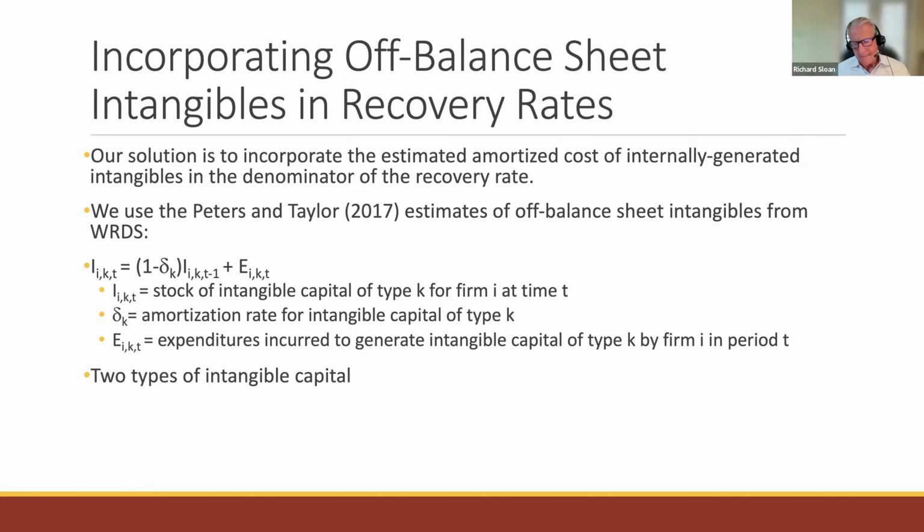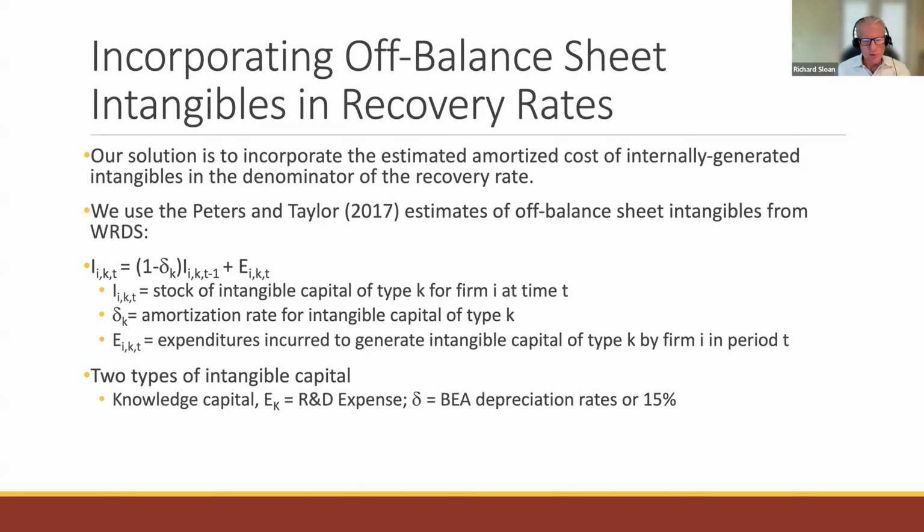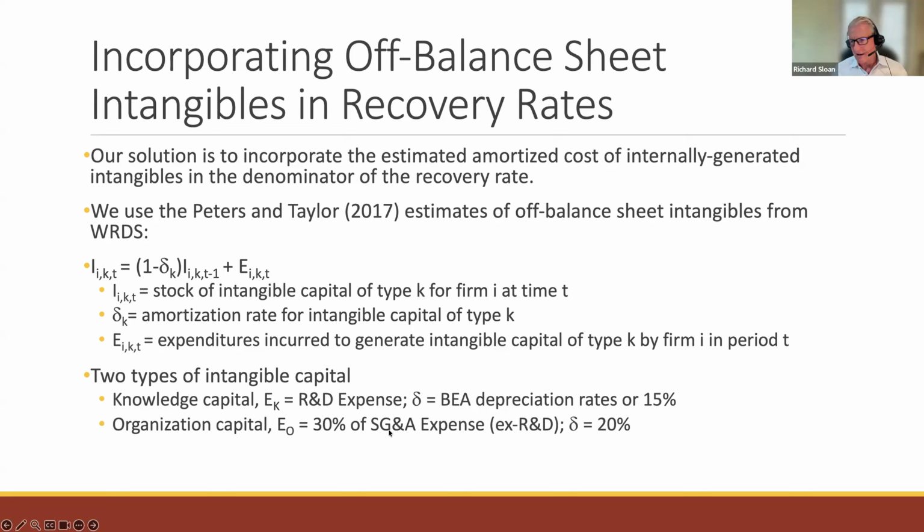And they do this for two types of intangible capital that they sum together. The first they call knowledge capital, and this is based on capitalizing 100% of the R&D expense. And for most companies, they depreciate or amortize it at a 15% rate. And then the other one's called organizational capital, where they do 30% of SG&A expense, trying to pick up things like marketing and investing in corporate infrastructure or corporate strategy and the like. And they use a 20% amortization rate for this one.